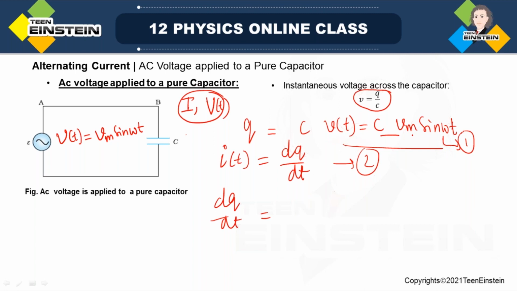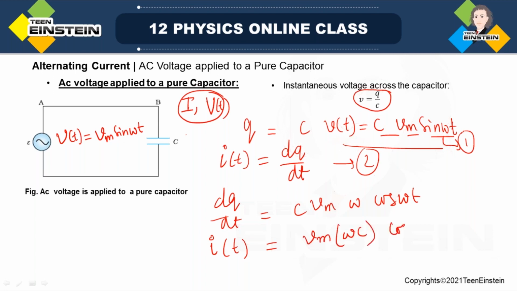If we take the derivative, I can write dq/dt equal to, see, Vm and C are constant, so I'll keep them as they are. The only thing varying with time is this one, and we are taking the derivative with respect to time, so it will be omega cos of omega t. We can rewrite this as I equal to Vm into omega C cos of omega t.